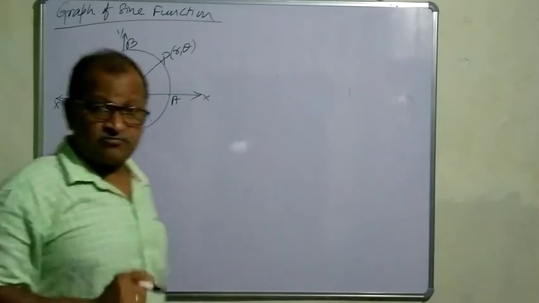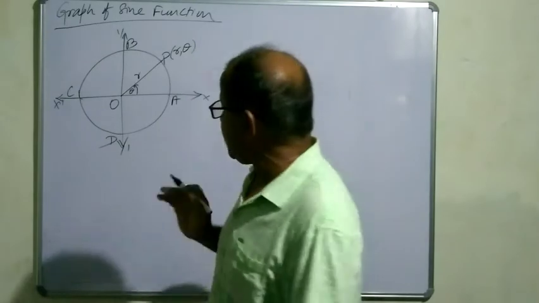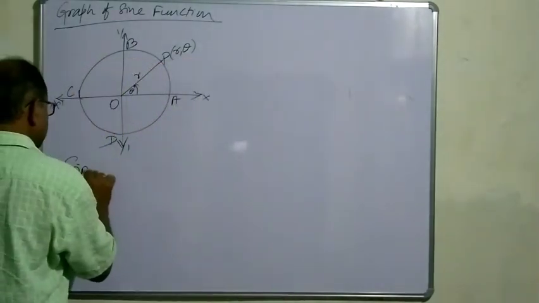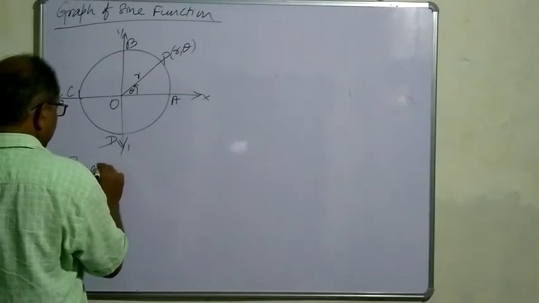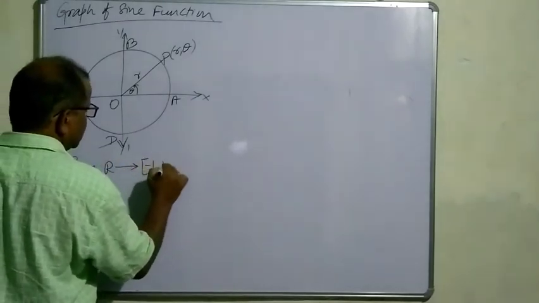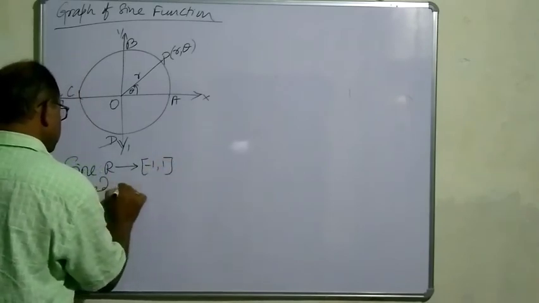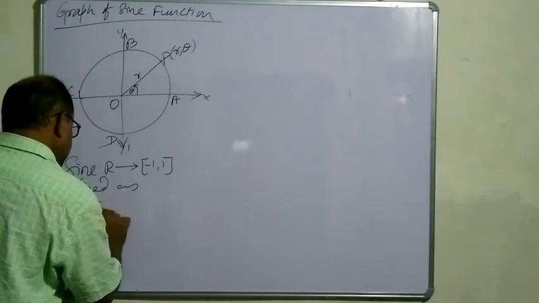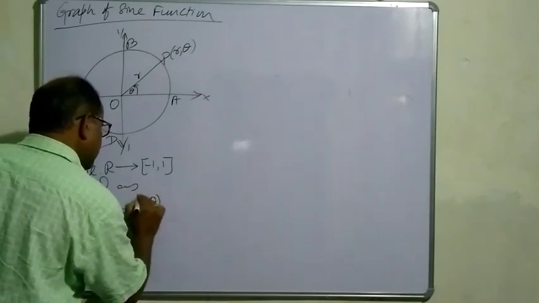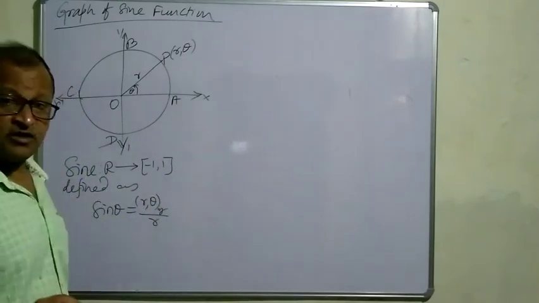Let us observe, before drawing the graph of the sine function, its nature. The sine function was defined from R to [-1, 1] as sin theta equals r theta y by r. This was the definition.